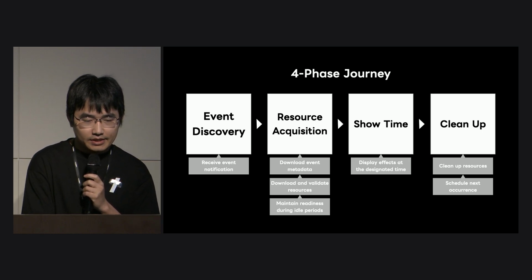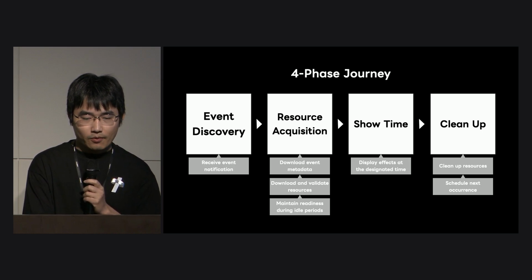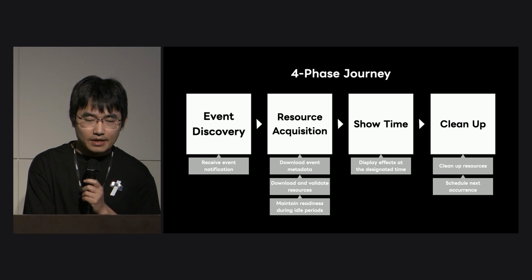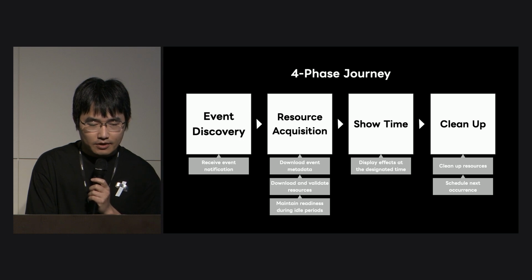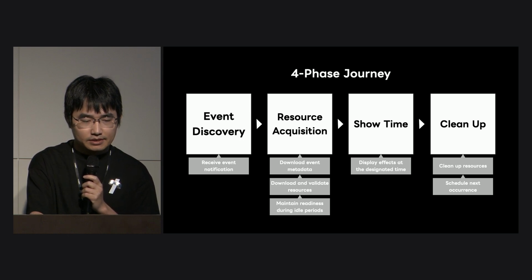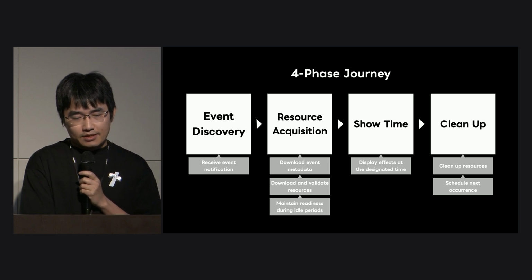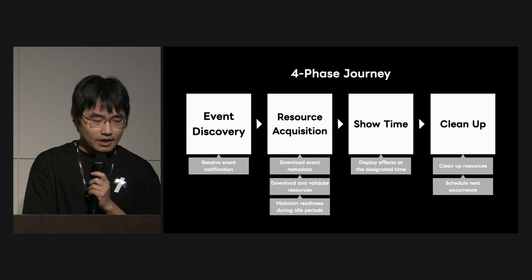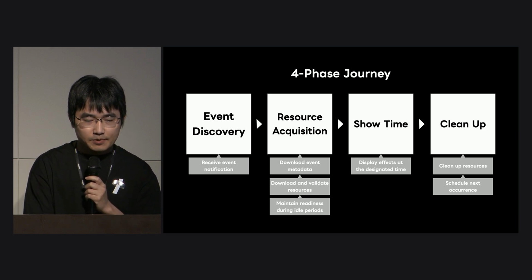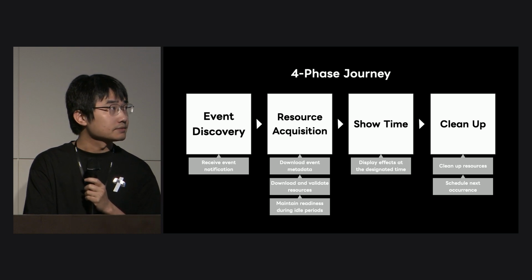And then phase three is the show time. This phase is where the magic happens by displaying effects at the designated time. And finally, phase four, cleanup. This phase removes resources to keep the system clean. And for recurring events, this phase also schedules the next occurrence. Each phase has clear responsibilities and handles errors independently.